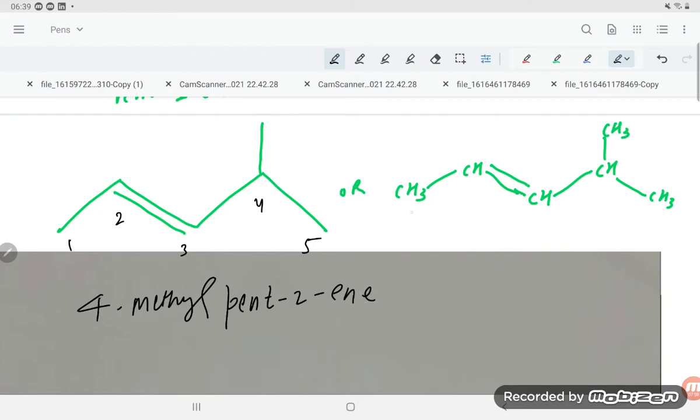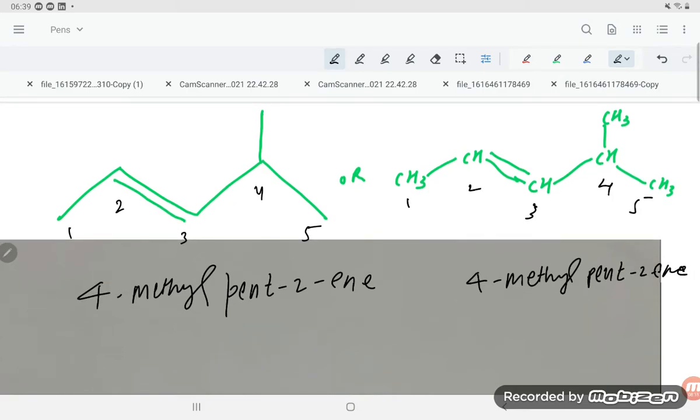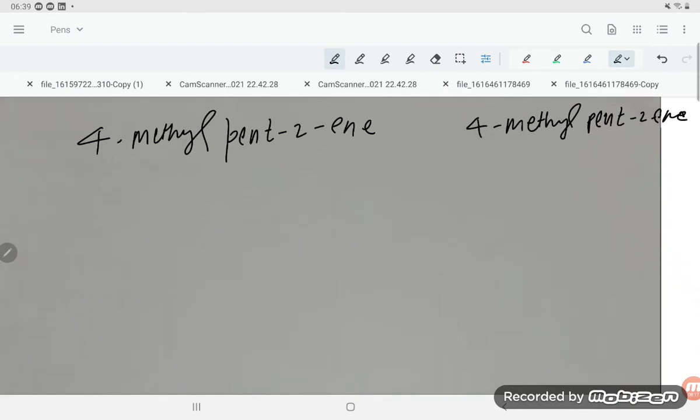Same will be there here. You can do 1 2 3, 4 5. So this is also 4-methyl pent-2-ene. This is also correct only. Now let us have the next compound, student.